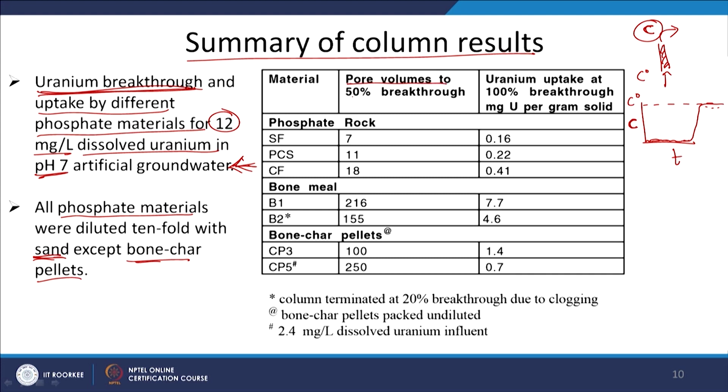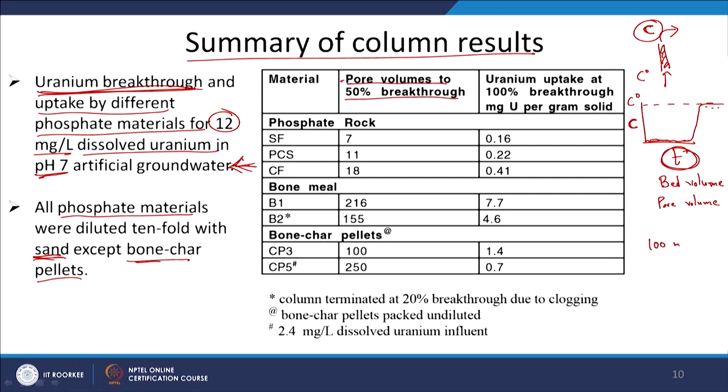So let's try to understand some of the data we have here. Pore volumes required for 50% breakthrough. Typically, instead of time on the x-axis, we have either the bed volume or pore volume, right? This pore volume is nothing but the amount of space occupied by the voids or the pores, right? So when I say pore volume, let's say I have 100 meter cube, and 60 meter cube is occupied by the relevant pores, right?